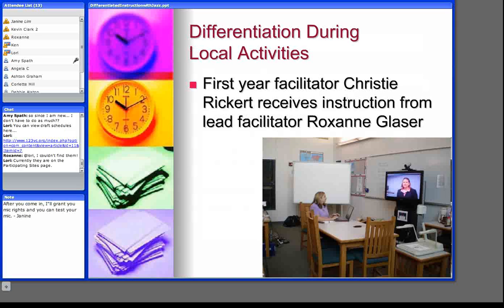All right, so what happens during local activities? And I just threw some pictures in here that I thought it would be fun to show, some of the jokes and so on. Here you can see Roxanne is talking to Christy Rickert and getting some instruction.